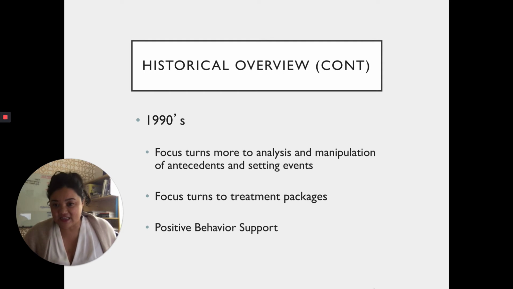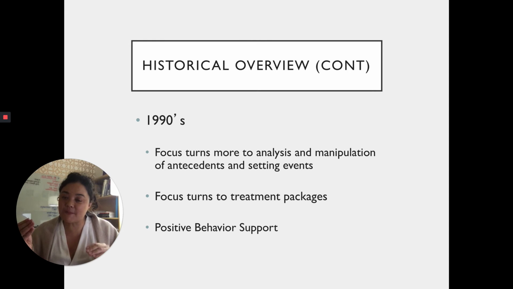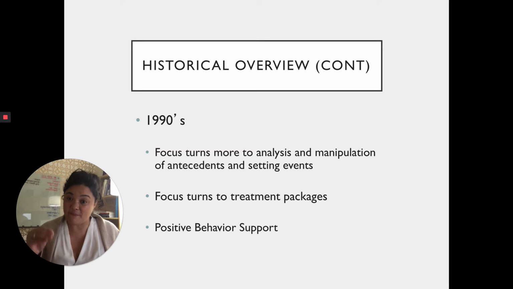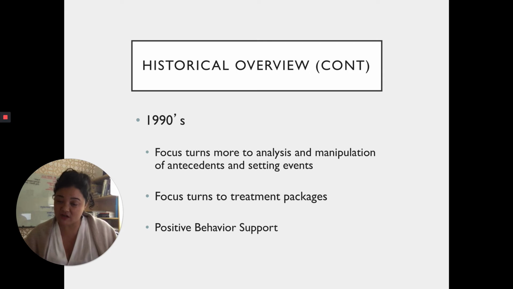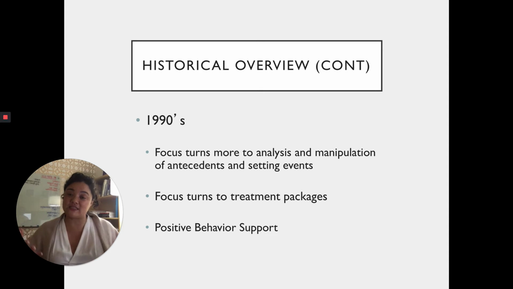In the 1990s, our focus turned to analyzing why behaviors might occur and then manipulating both the antecedents that might set up the behavior, as well as thinking about how we can change around consequences so that we're not maintaining the inappropriate behaviors. So really thinking about how to take a more comprehensive package approach to dealing with challenging behaviors. Okay. And this was kind of the start of what we now know as positive behavior support.